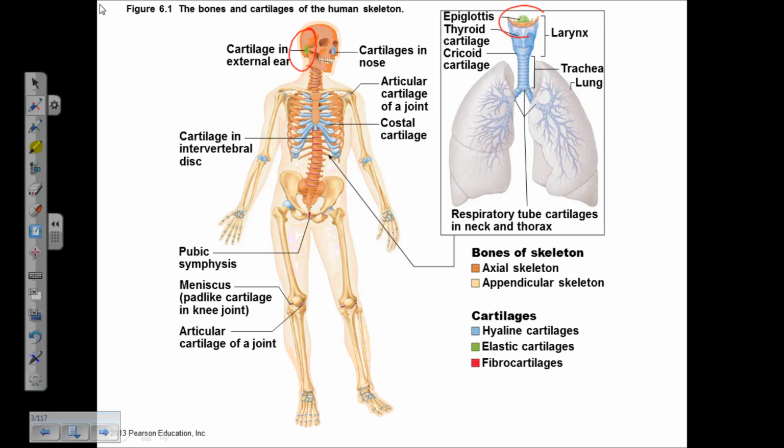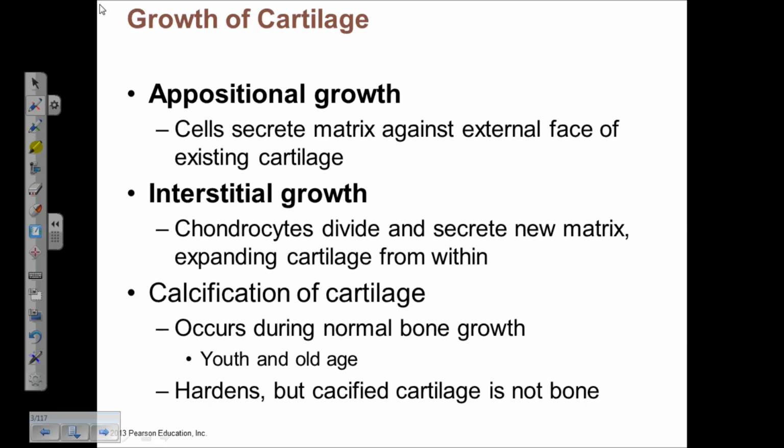Here's the location of the major types of cartilages, and you can see the elastic cartilage here and in the epiglottis. Blue is the hyaline cartilage that you can find in intercostal cartilage or the nose cartilage, and red is the fibrocartilage. Intervertebral disc, pubic symphysis, and menisci of the knee.